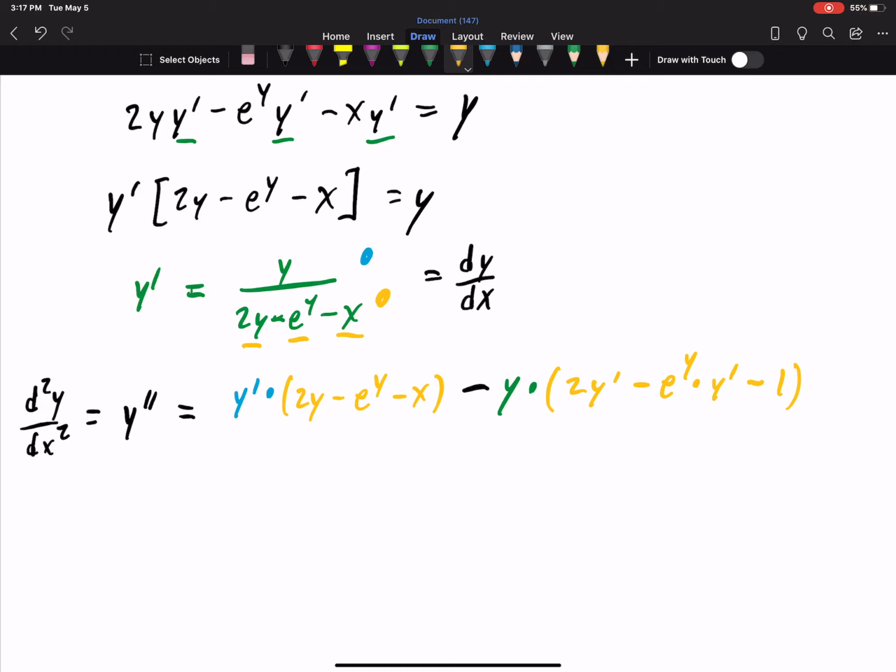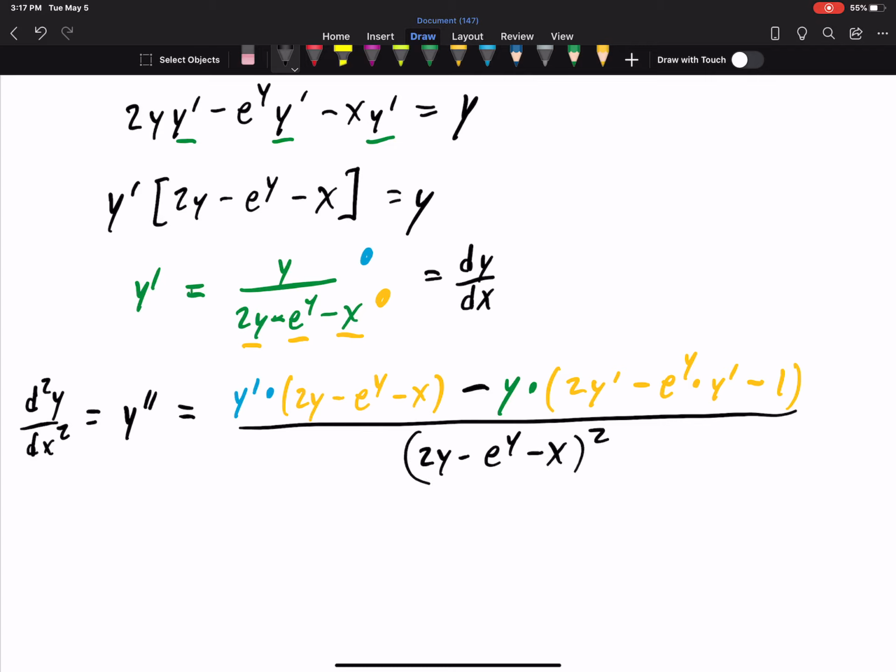Okay, are we done yet? Nope. We have to square the denominator. So we have 2y minus e to the y minus x, quantity squared. All right, so we've successfully derived this right-hand side implicitly using the quotient rule.